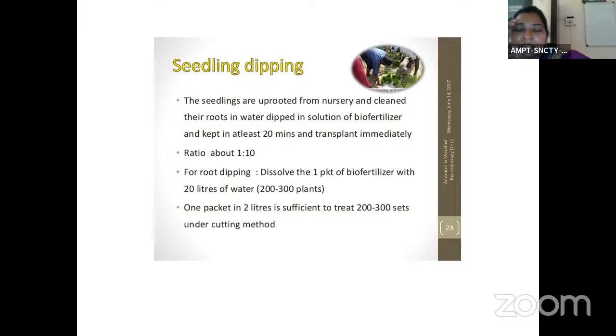These are the different seedlings you can use. For remembering, you can use 1 packet of any biofertilizer with 20 liters of water and mix it well.